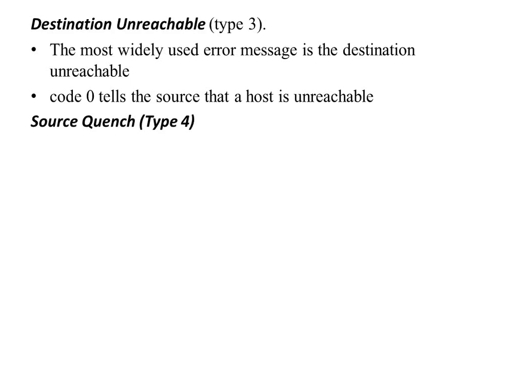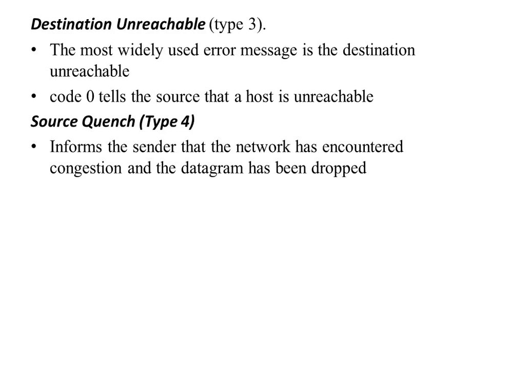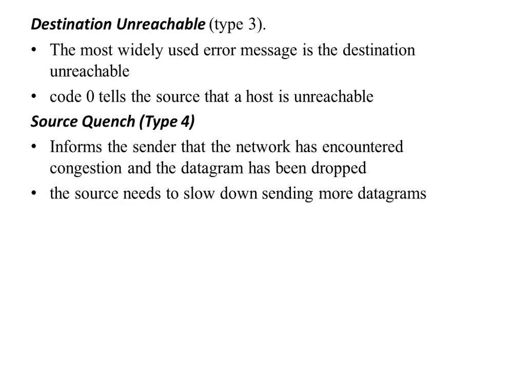Now the second is source quench. We know that IP is a connectionless protocol. In TCP we have already seen how congestion is taken care of, but in IP we don't know whether congestion is there or not, and if congestion occurs, what happens to the packet. This is taken care of by this error message, which tells the source that congestion has occurred, that it has encountered congestion and the datagram has been dropped. Through this source quench information, it indicates that you have to slow down sending more datagrams. This is how you can control congestion.